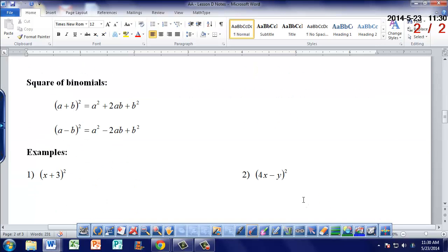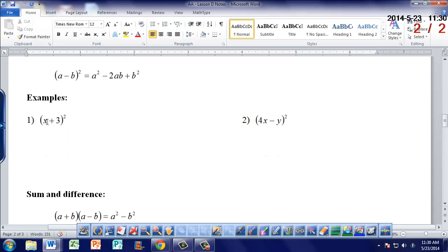Okay, square binomials. You can memorize the pattern, so let me show you what the pattern is. I'm going to take my first term and square it, so x squared. I'm going to take my second term and square it, so I get 9. And my middle term is going to be these two multiplied together times 2. So 3 times x is 3x, times 2 is 6x. And then you're going to keep the sign that's in the middle. So since the original is a minus, this one was a minus, this is a plus, so it's going to be plus, plus.